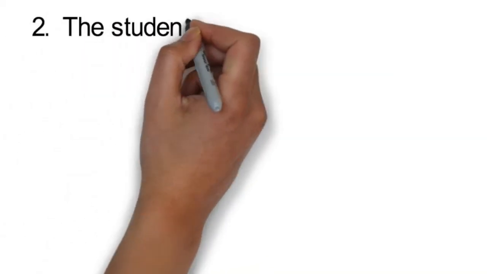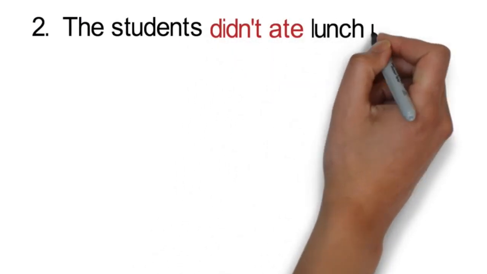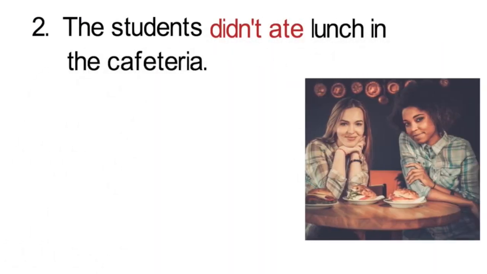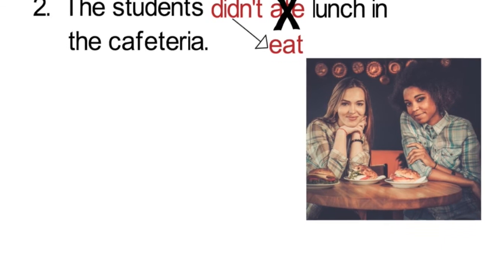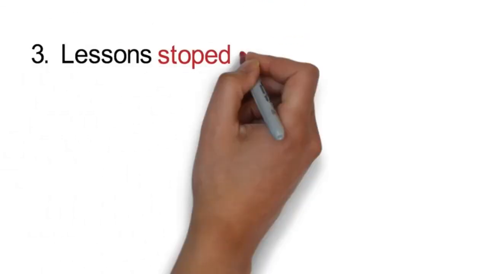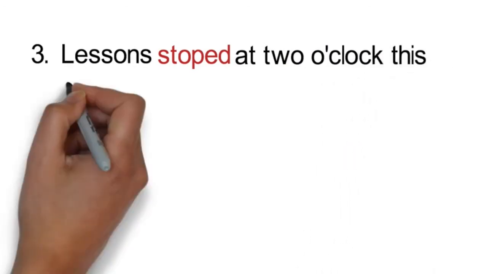What's the mistake in number 2? The students didn't ate lunch in the cafeteria. That's right. It should be the students didn't eat lunch in the cafeteria. Again, we need to use the base form of the verb eat because it follows didn't. Let's look at the next sentence. Can you find the mistake in number 3?